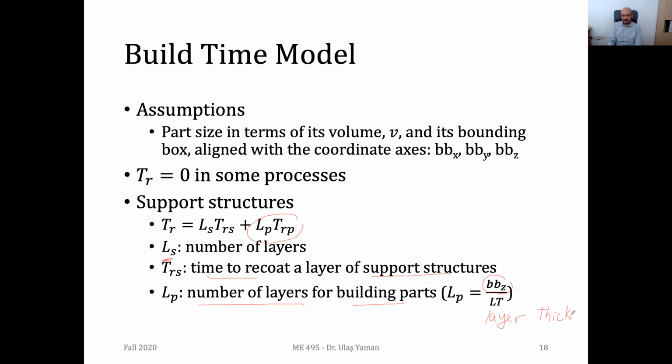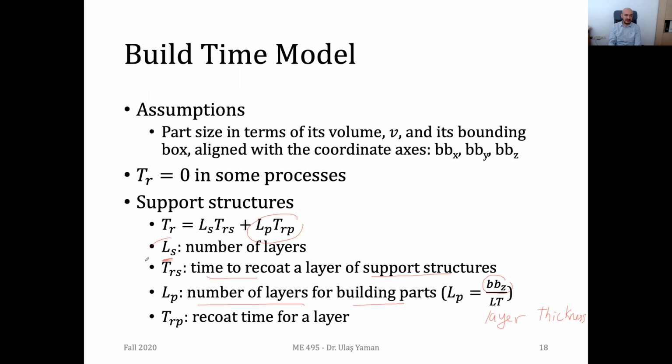And if you have this division, you can obtain the number of layers. And once you've got it, then you can multiply with the time you need to spend for coating for each layer. You can obtain this part.